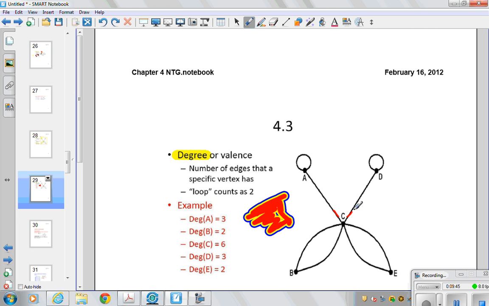C has this edge, this edge, this edge, this edge, this edge, and this edge, all connecting. So that'd be 1, 2, 3, 4, 5, and 6. Now another thing to pay attention to: A has a loop attached to it. It has one edge and then it has a loop. Well, that would count as 3 because a loop counts as 2.